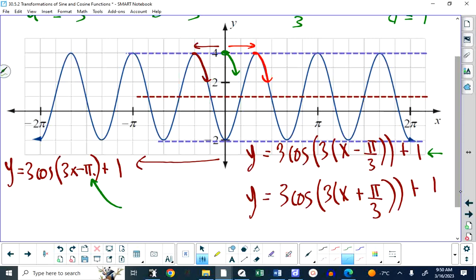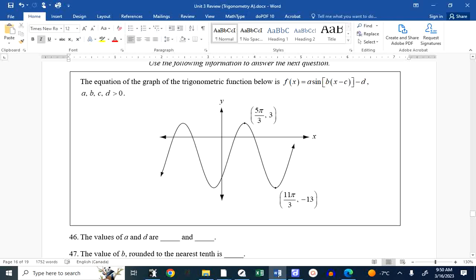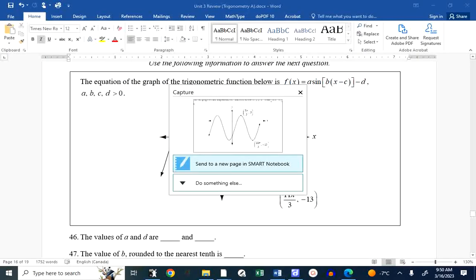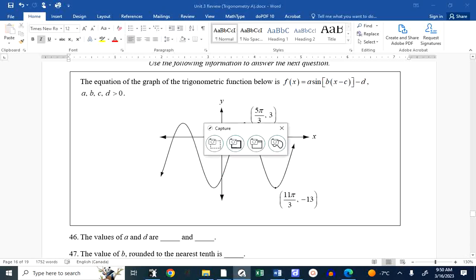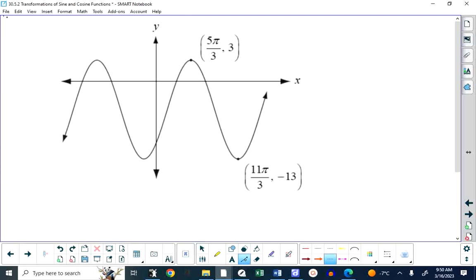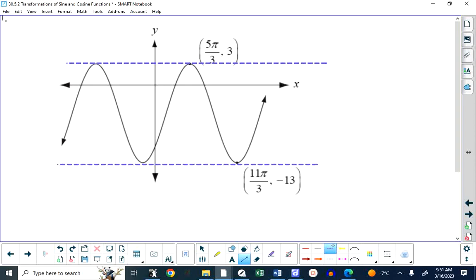Just to show something to you briefly here, and you're going to get this. This is an example, just like the one we did, except, and I'm not going to do it because it's part of your review, you're told that A is positive. If you said, and this would be really difficult to wrap your head around doing it visually, well, the maximum is at 3, the minimum is at negative 13. The middle would be at negative 5.